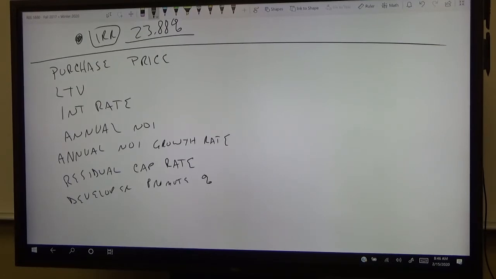Give me a dollar amount for the purchase price for the portfolio. 10 million. It's a small one, but okay. 100 million. No discount. Everything's fine. Okay, loan to value. 60%? Okay. Interest rate? 5.5. Okay, annual NOI?